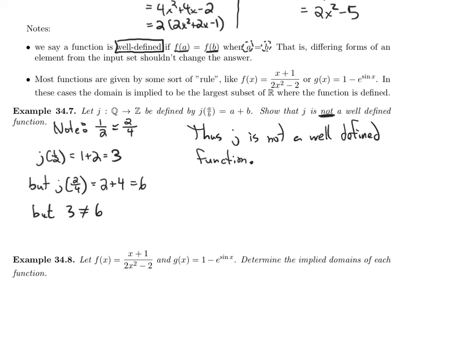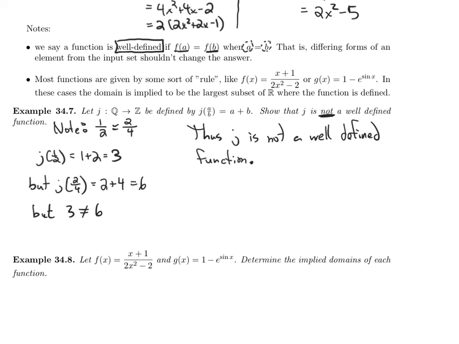It's some relation for sure, but the relation doesn't satisfy that unique output property of a function. Okay, and the next note I want to talk about is the idea of an implied domain.